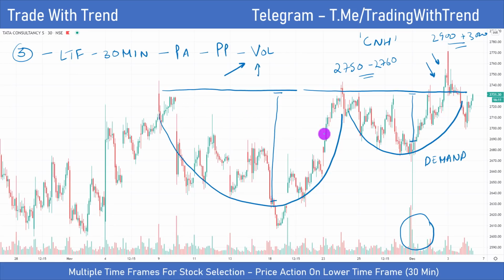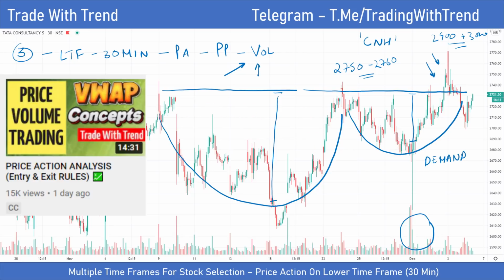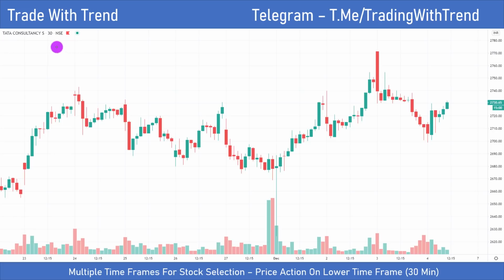So in detail, I have explained this in Wednesday's video. And this is the video here. Please do watch it. Your understanding about variations of cup and handle will improve a great deal. So this again is a 30-minute time frame chart. And what I've done is I've just zoomed in on the recent price action to explain a few things.